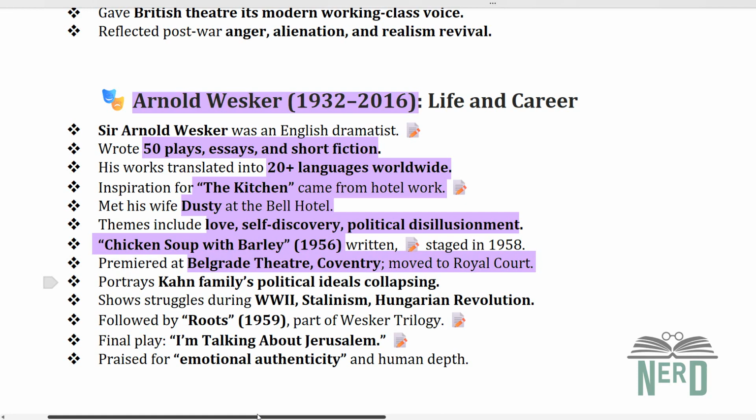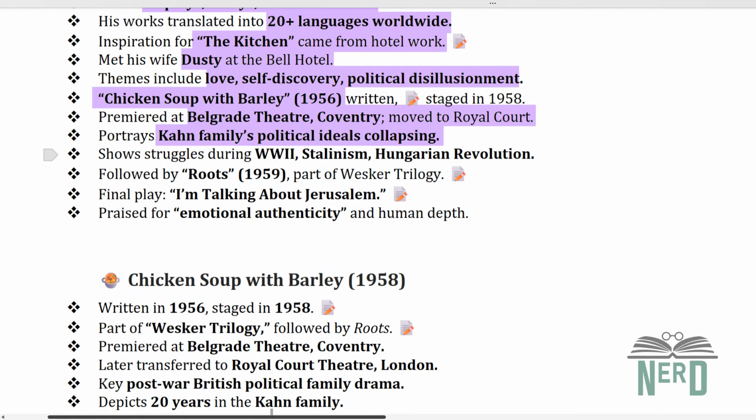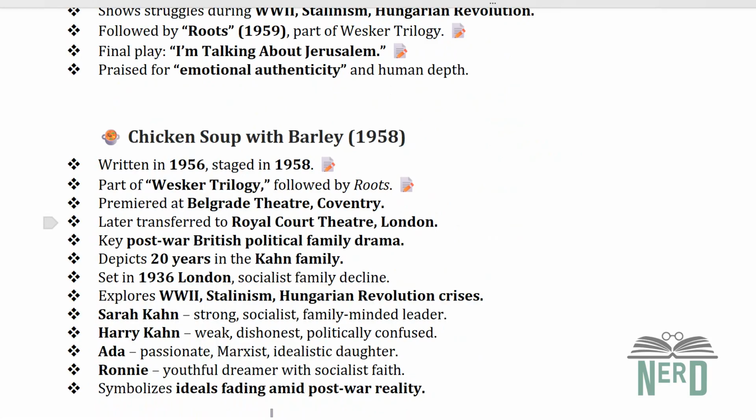Chicken Soup with Barley portrays the life of the Khan family, a working-class Jewish household in London, as their political ideals slowly crumble over 2 turbulent decades. The mother, Sarah Khan, is strong and socialist. The father, Harry Khan, is weak and inconsistent, while their children, Ada and Ronnie, represent youth, rebellion, and idealism. The play explores political disillusionment during events like the Second World War, Stalinism, and the Hungarian Revolution.